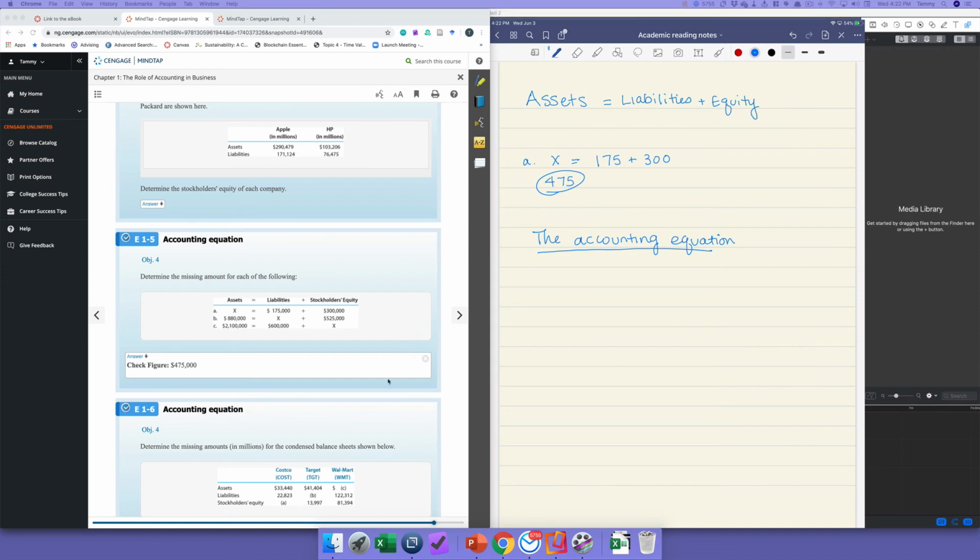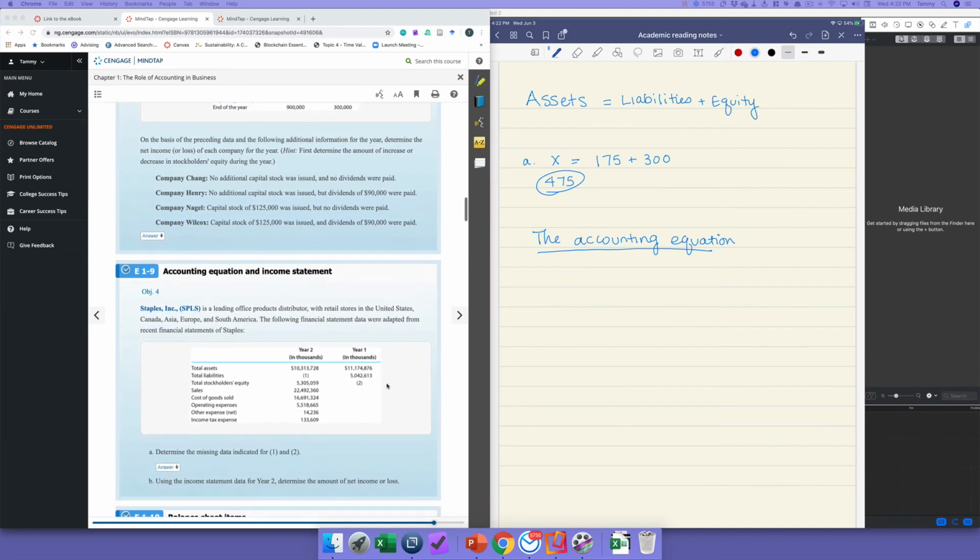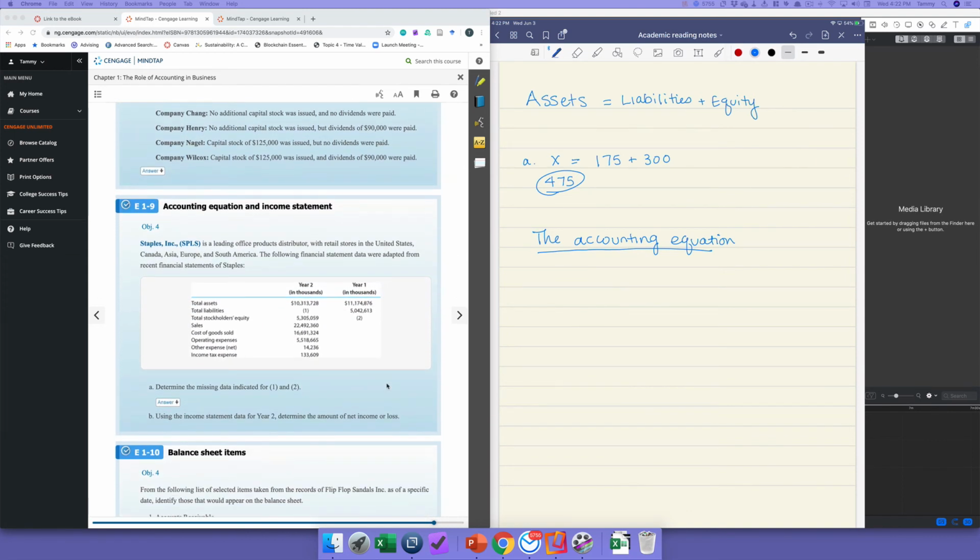Now scrolling down to exercise 1.09, I want to give you a heads up that this becomes a little more complicated. Here we have the same thing. We've got assets, liabilities, and equity, and you just need to calculate that number. Easy, just like we did over here, right?